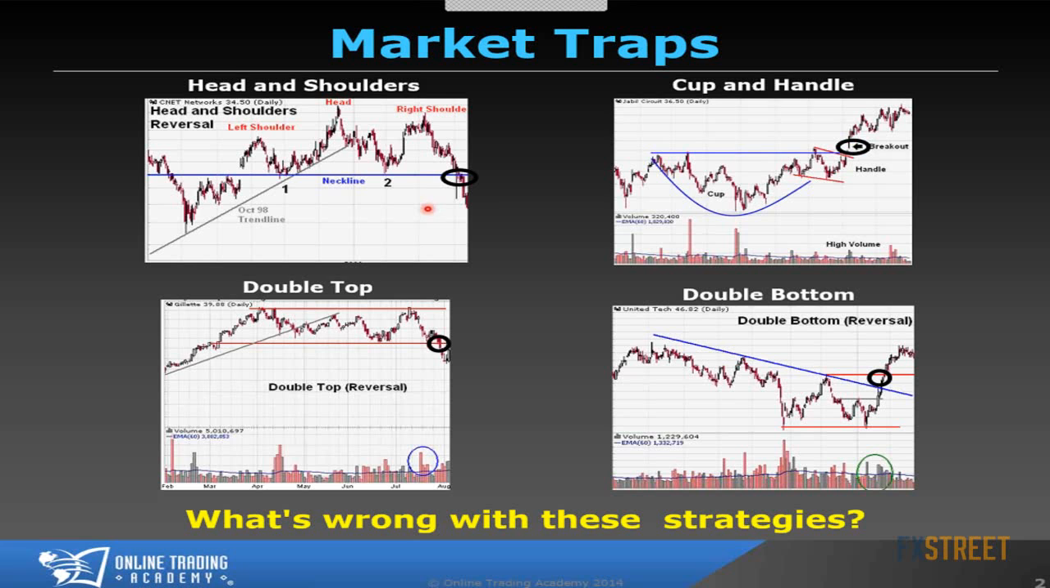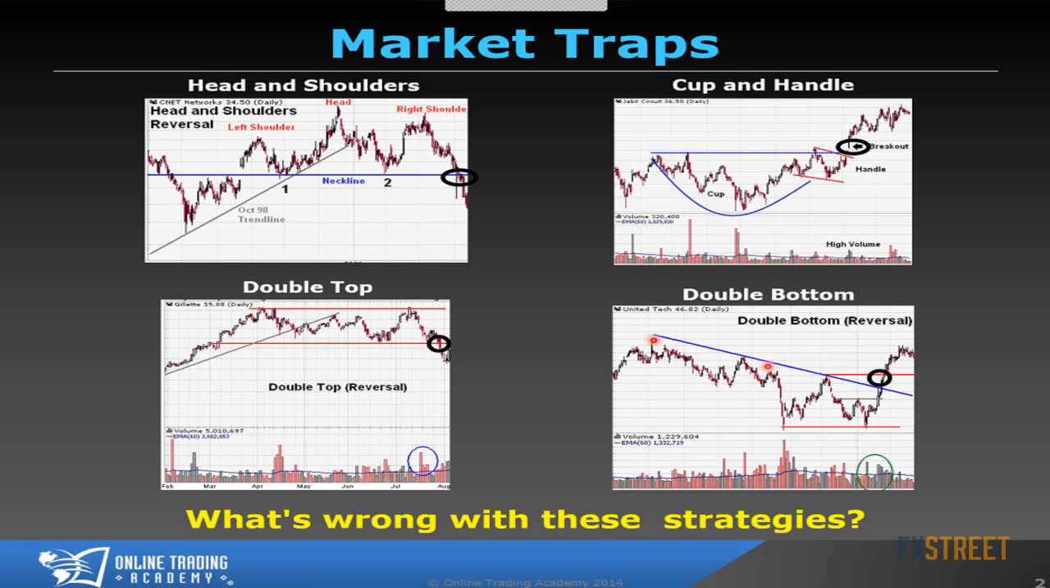Well, one of the major problems with these strategies is they mean that any trader or investor trading in today's markets would be selling here after an already a drop in price, assuming that the price is going to carry on going. It would have somebody buying this breakout of the cup and handle neckline after the market's already been trending up for a period of time.